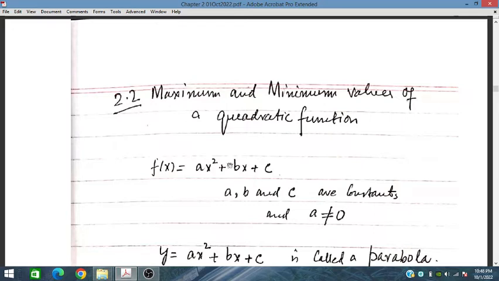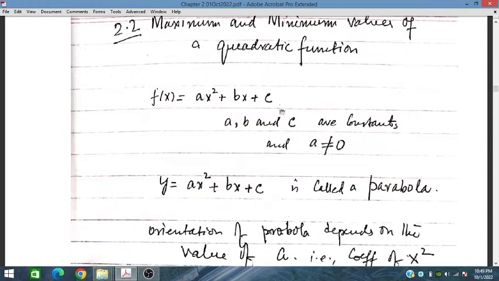Bismillahirrahmanirrahim. Today we are starting section 2.2 of chapter 2, and here we will discuss some maximum and minimum values of a quadratic function.